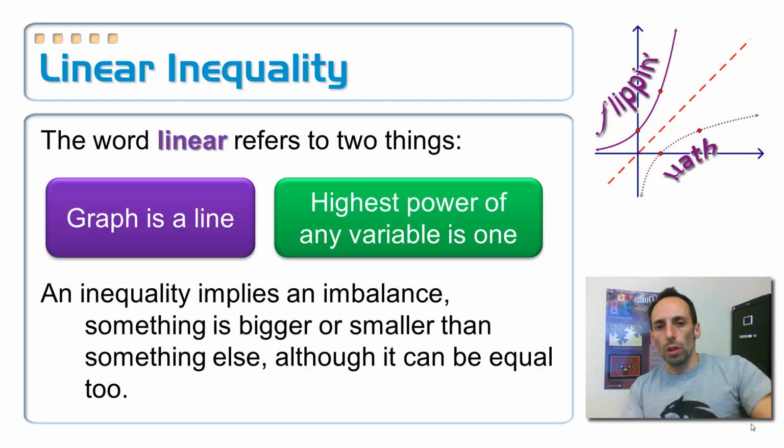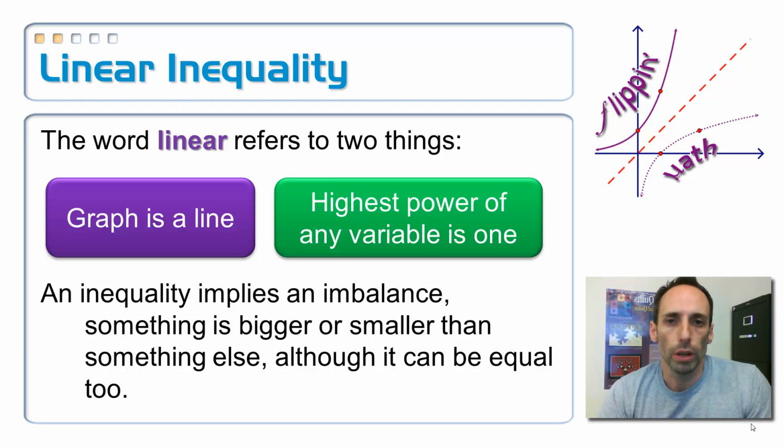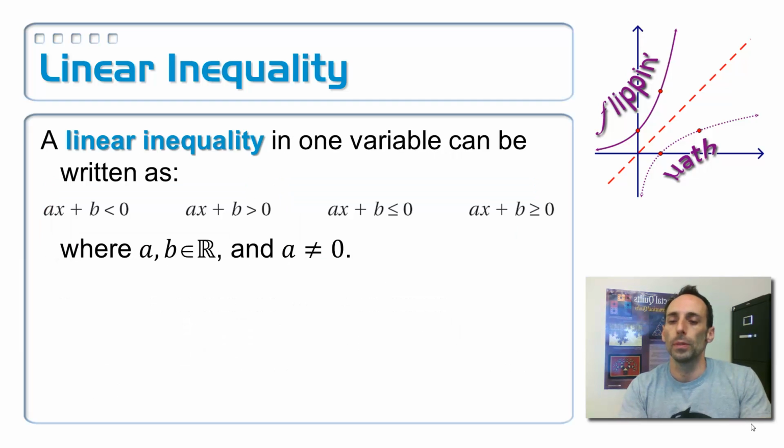Then the inequality part, well, it has equal as the root word of that, and in means the opposite of that. So we're talking about something that's not equal. There's an imbalance there. But to totally confuse you, of course, when you have an inequality, it could still be equal, right? Like less than or equal to. You remember this. Okay. So here, this is the definition of a linear inequality.